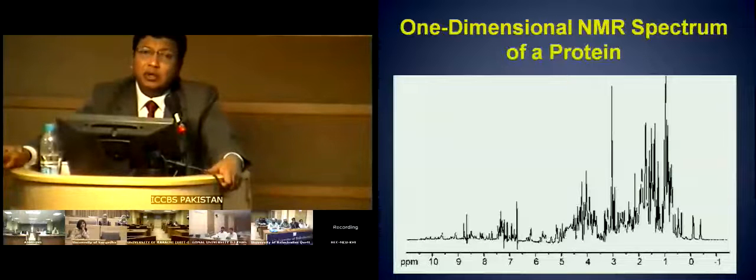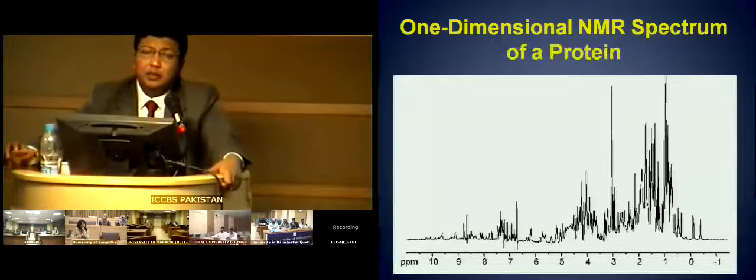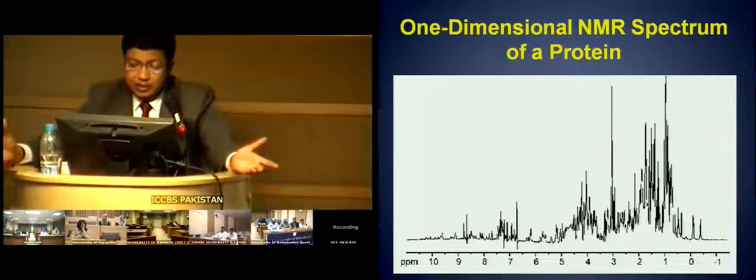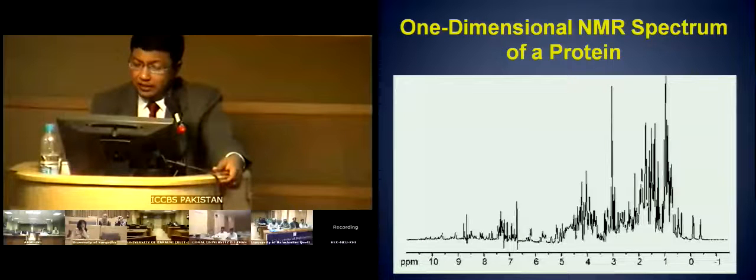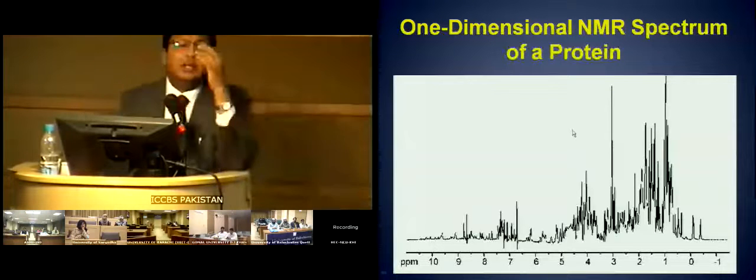Sensitivity was partly solved by using techniques like pulse Fourier transformation, and novel techniques like polarization transfer. But at the end of the day, you get a sensitive spectrum, because you get all the peaks here. Nothing is hidden, everything is here. But the question is that you cannot interpret that.